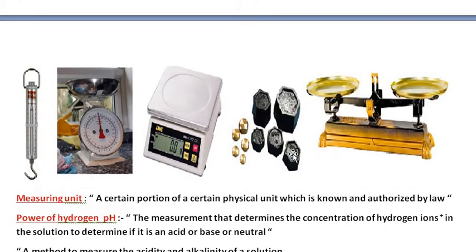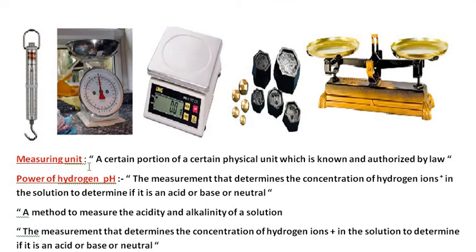This unit is called a measuring unit. Its value is known by the law. 1 meter is a measuring unit. The second is a measuring unit. And now the hour is a measuring unit. The ampere is a measuring unit, and so on. What is a measuring unit? A certain portion of a certain physical quantity which is known and authorized by the law. This is authorized by the law, known to all people in all countries.